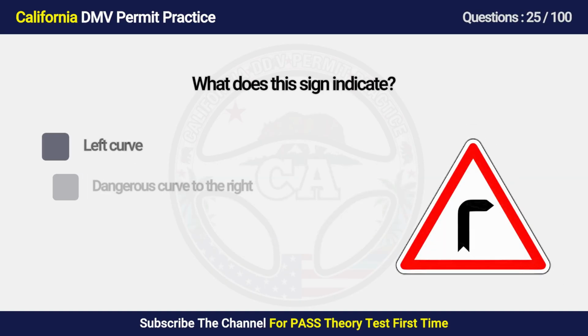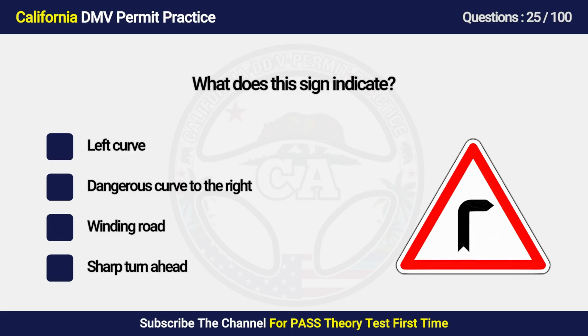Question 25. What does this sign indicate? A. Left curve. B. Dangerous curve to the right. C. Winding road. D. Sharp turn ahead.